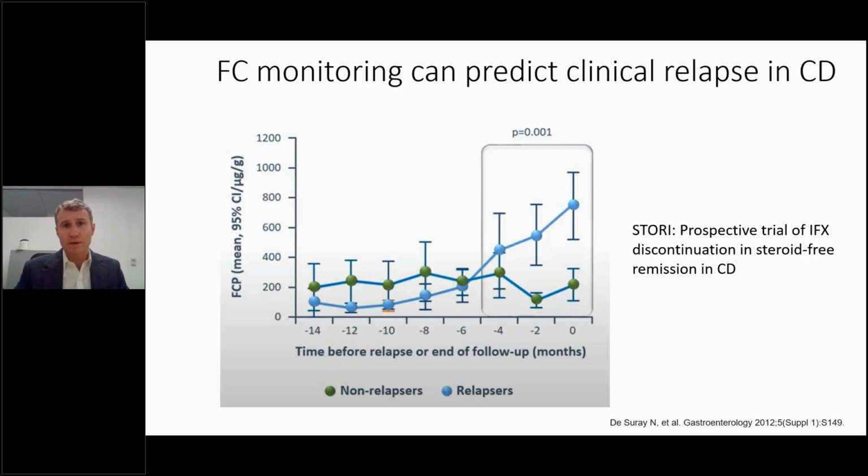This is data from the STORY trial. The STORY trial was a prospective trial of infliximab discontinuation in steroid-free remission in individuals with Crohn's disease. So they took away the infliximab and then they monitored them very closely. And part of that monitoring was obtaining fecal calprotectins every 2 months. And what they found is that after withdrawal of infliximab and routine obtainment and measurement of fecal calprotectin, one can actually see the fecal calprotectin rise as many as 4 months before the subsequent clinical relapse and disease activity flare came to light.